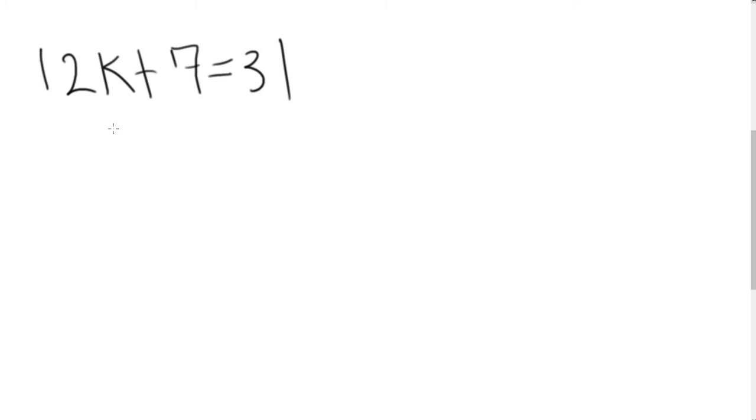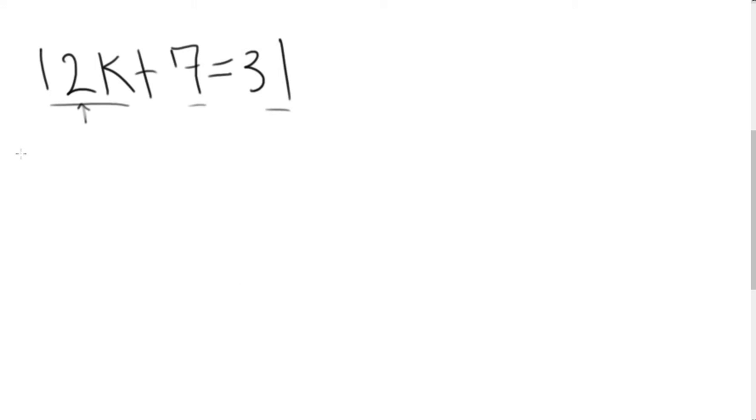I look at this problem and I say, okay, I have 12k. I know I'm going to have to do an operation to get rid of that 12. But then I have this 7 and the 31. Those are like terms, so I can combine those. But how do I combine those? Well, I know I can subtract 7 off this side and subtract 7 from that side. I can add the opposite to get rid of that. And then in order to solve for k, I'm just going to have to divide by 12. So that's what I do.